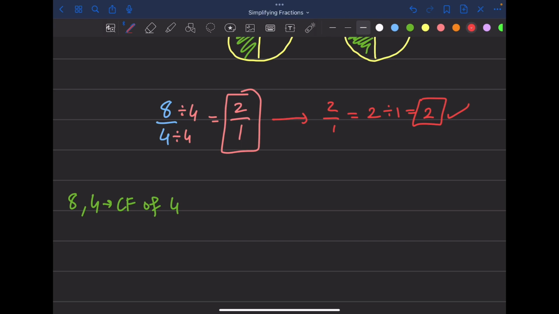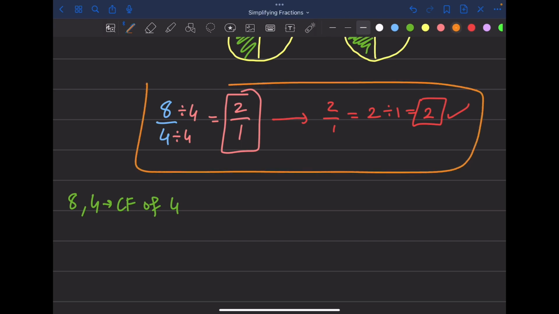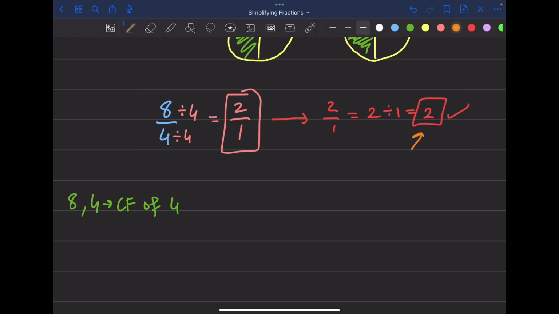But if you get a whole number, that means since everything we wrote here is equal, and if you got a whole number at the end, it means that you could have had a whole number at the beginning. And that is correct, because since we know divisions are multiplications, 8 over 4 is the exact same as 8 divided by 4, which is equal to 2.